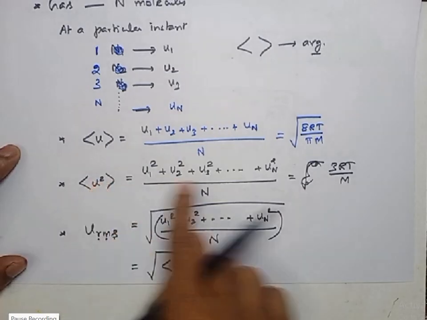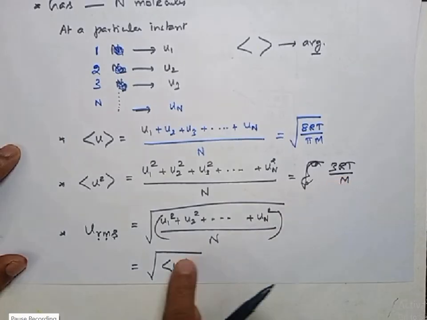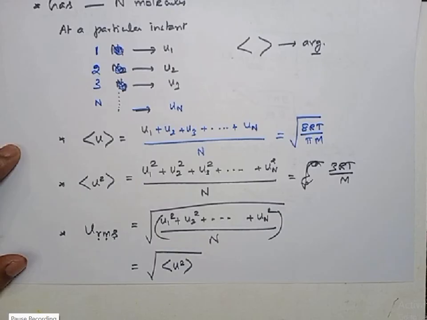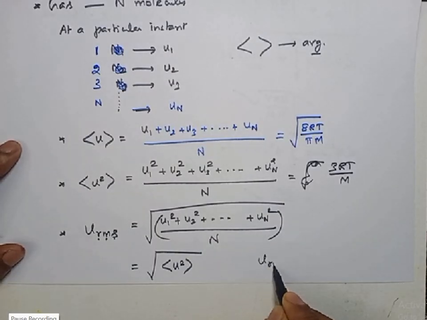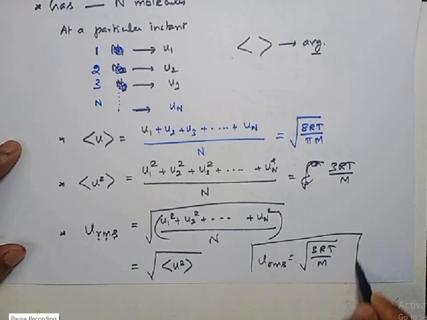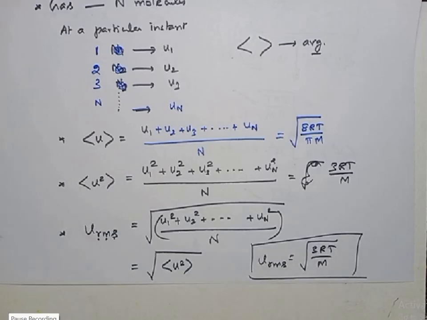Average of the square velocity is 3RT by m. In the place of average of square velocity, you put 3RT by m, you will get URMS. So what is URMS? Square root of 3RT by m. That's all. Root mean square velocity equals the square root of 3RT by m. Take note. This is root mean square velocity. Listen, this is very, very important.